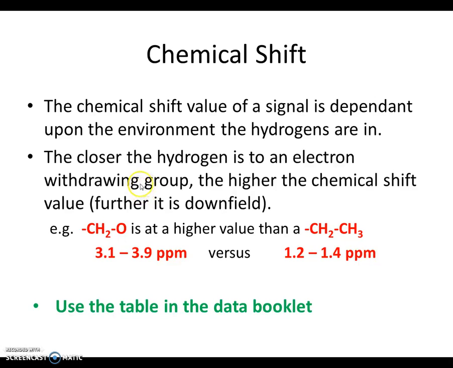Okay, chemical shift values. Again, very similar to the carbon-13. It depends on the environment they are in. So as we said at the start, if we're next to an electron withdrawing group, the higher the chemical shift value, the further it is downfield. So for example, a CH2 next to an oxygen, for say an alcohol or an ether, you would expect in the region of 3.1 to 3.9 ppm. Whereas if you had a CH2 next to a CH3 group, then you would expect that in a 1.2 to 1.4 ppm. So again, those chemical shift values do give us a lot of information too.